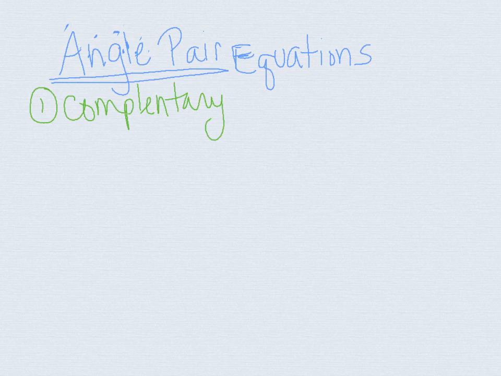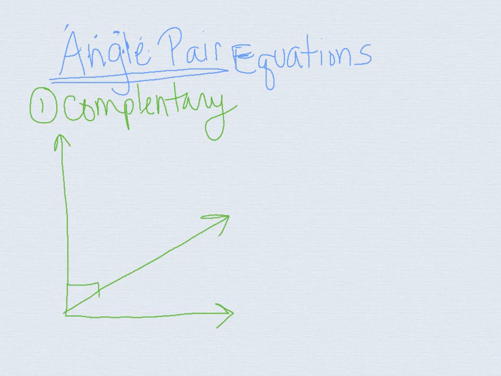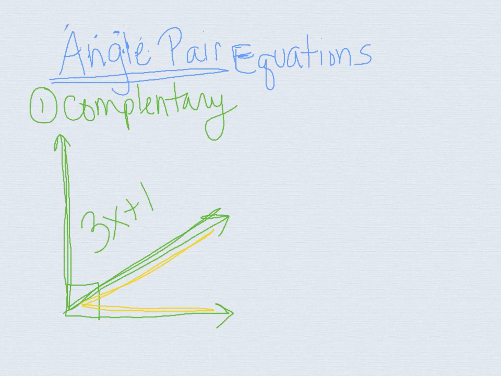Complementary. If you forget what complementary means, it's two angles that add up to be 90 degrees. As long as you know the definition, these problems will be really easy for you. If they give you that these angles are complementary and they throw in some equations, let's say this angle right here is represented as 3x plus 1, and the other angle is 20, and they want you to find x.